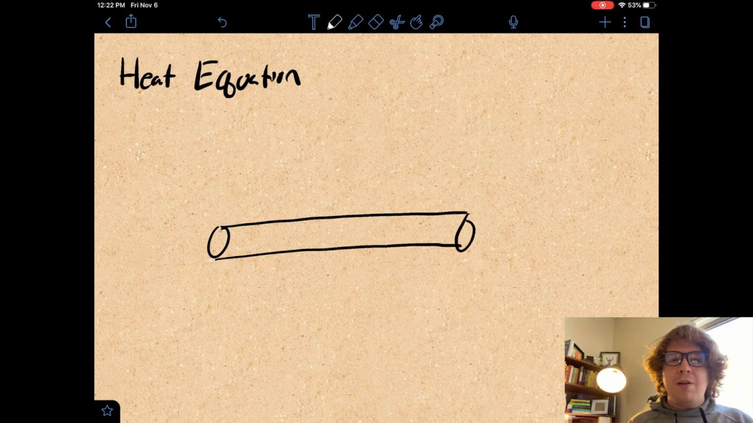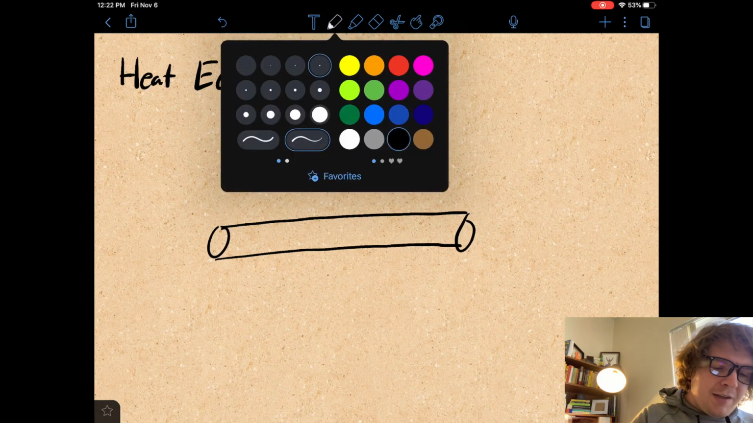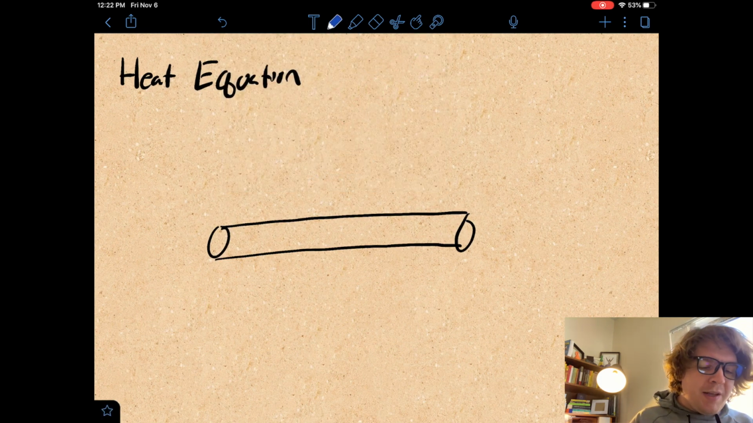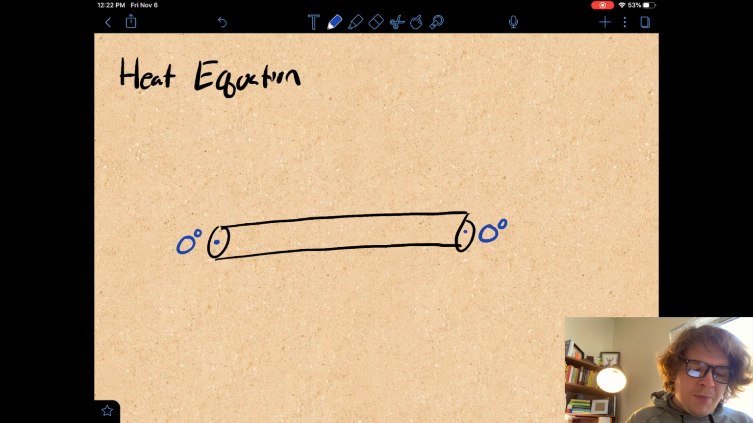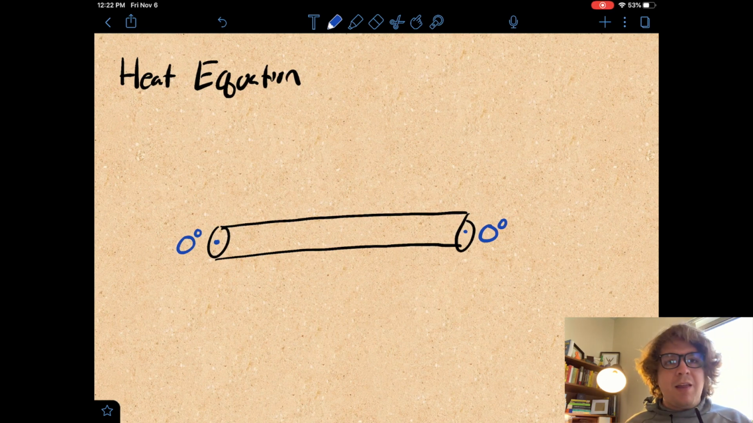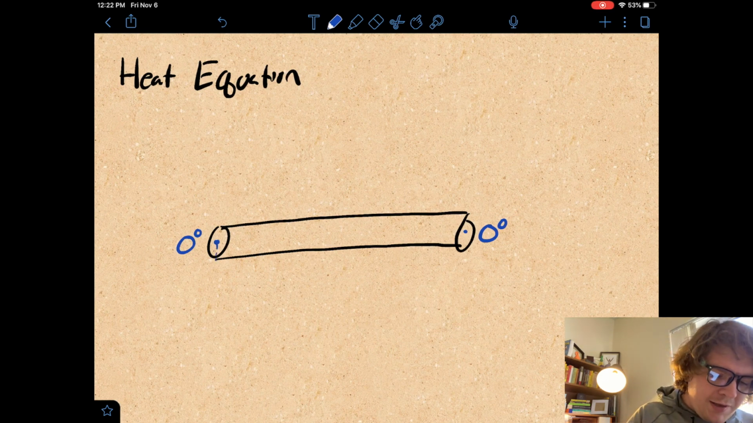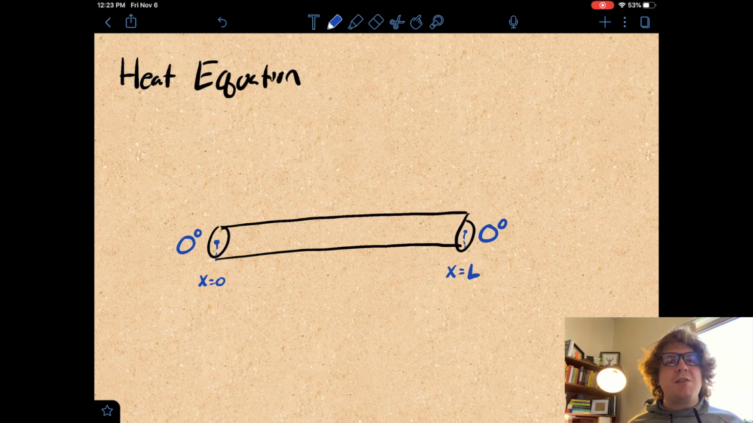For the problem that we're going to look at today, and the way that I typically like to introduce the heat equation, I tend to say, let's imagine that both the ends of the rod are held at 0 degrees. And I'll also talk about the length of the rod. I'll say, let's let this correspond to a position of x equals 0, and let's say this corresponds to a position of x equals L. We'll just call the length of the rod L, okay?